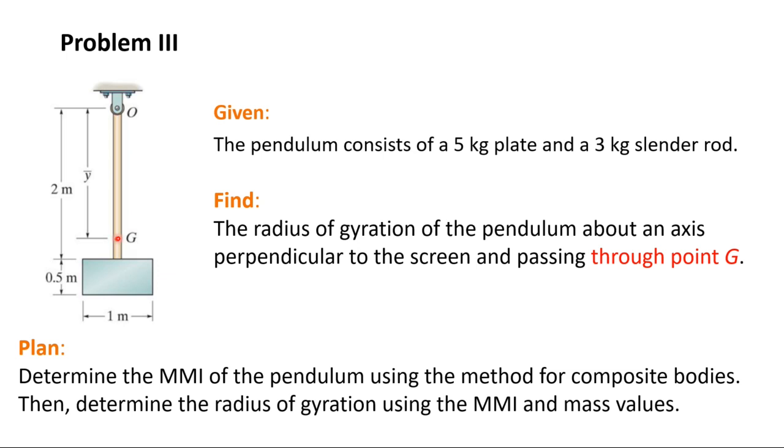So now the plan is to find the MMI for the whole pendulum first, using the method of composite bodies. Again, divide it into the block and the rod, and then determine the radius of gyration using the MMI and the mass value. The solution here is going to be done in multiple steps, and you can consider that as a procedure to do this calculation.